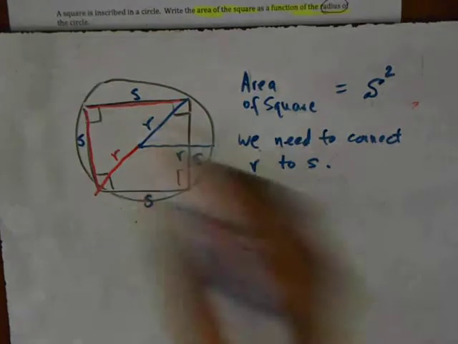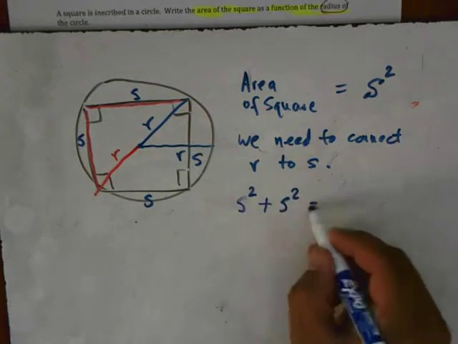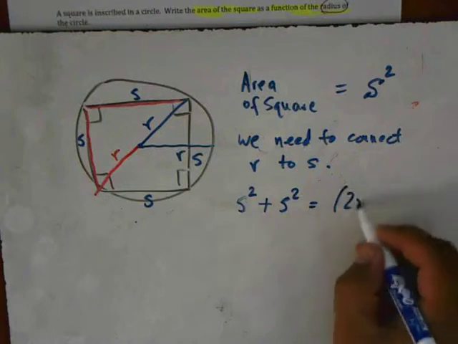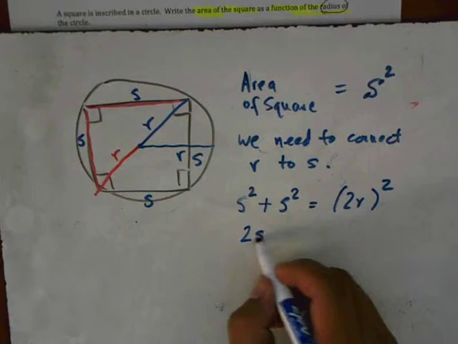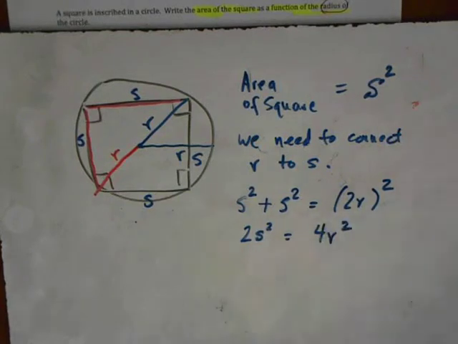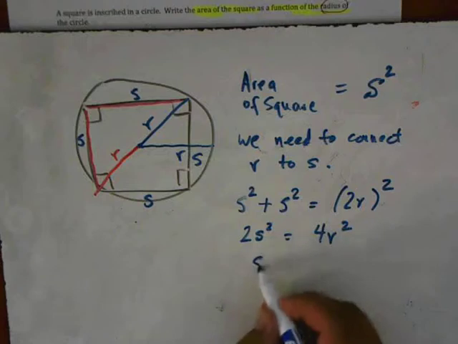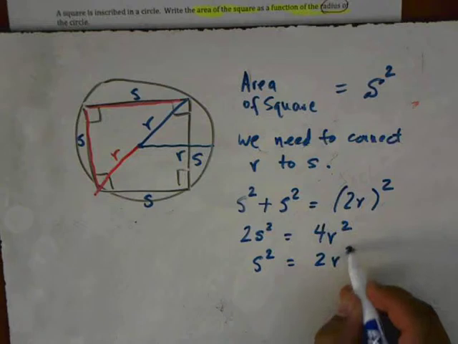So it's s squared plus s squared equals quantity 2r squared. And on the left side, we get 2s squared is equal to 4r squared on the other side. And I need to somehow have everything expressed in terms of s. So I'm going to divide both sides by 2. And that gives me s squared equals 2r squared.